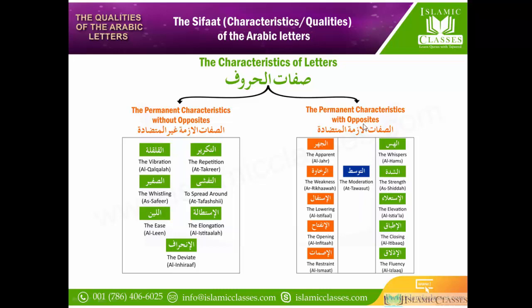The first is with opposites, where you can find the 10 Sifat, 5 in pairs, as you can see: 1, 2, 3, 4, 5. The 5 Sifat with opposites make 10. And the ones without opposites, still permanent characteristics, because there is no opposite. There are 7 characteristics, and we call this in Arabic as-sifatul lazimatu ghayrul mutadada.